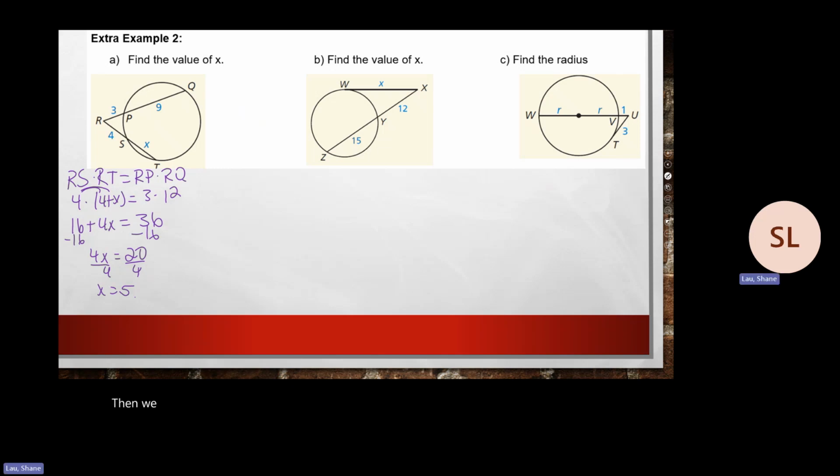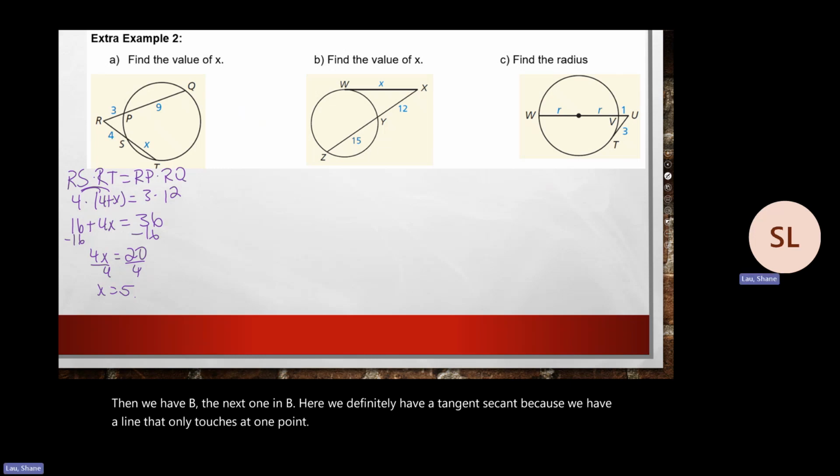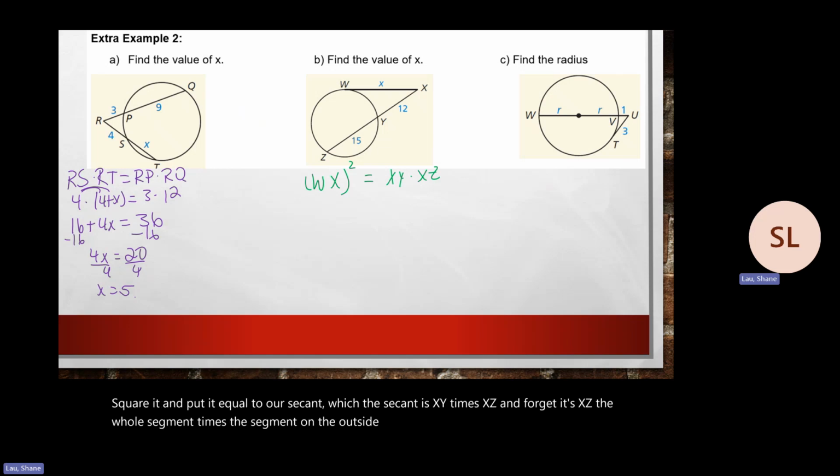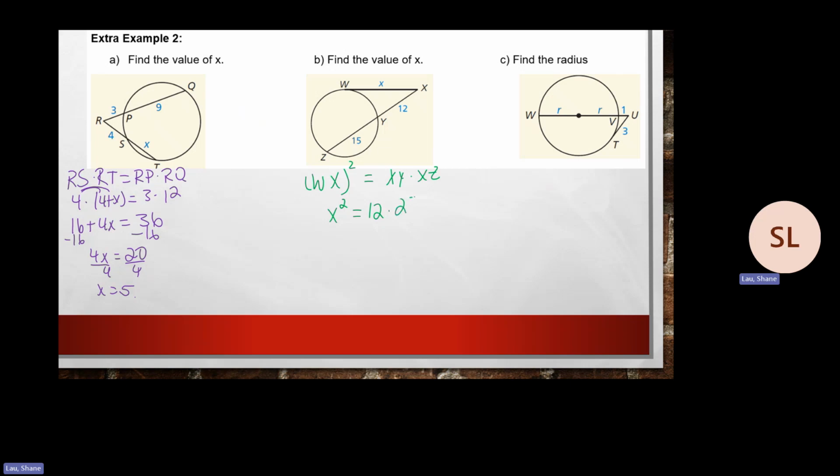Then we have B, the next one. Here we definitely have a tangent secant because we have a line that only touches at one point. So we'll take WX, square it, and put it equal to our secant, which is XY, times XZ. And don't forget it's XZ, the whole segment, times the segment on the outside, the external segment. We'll look at what we know. We don't know what WZ is or what WX is. We'll leave it as X. XY we know is 12. And then XZ we know is XY plus YZ, which is going to be 27.